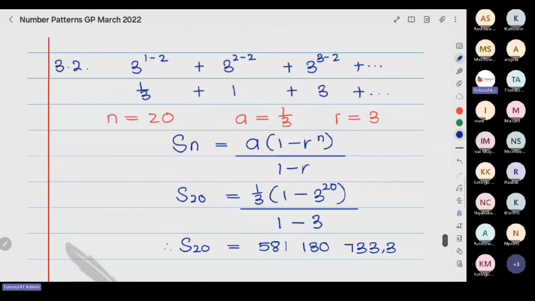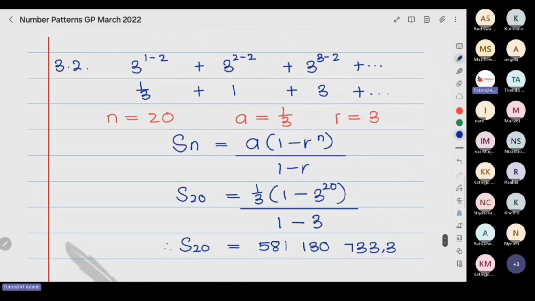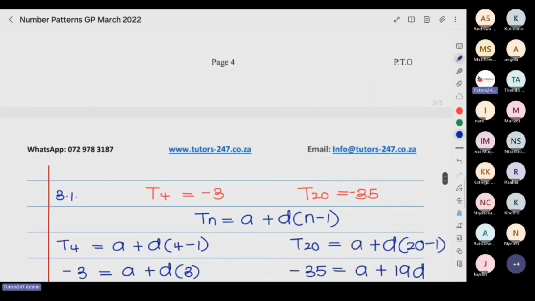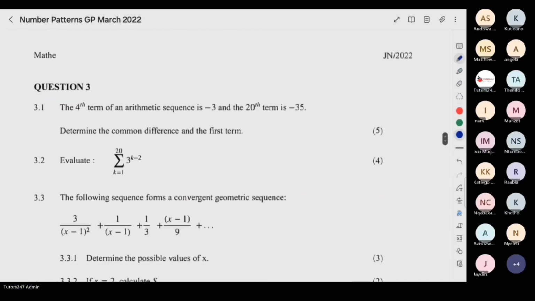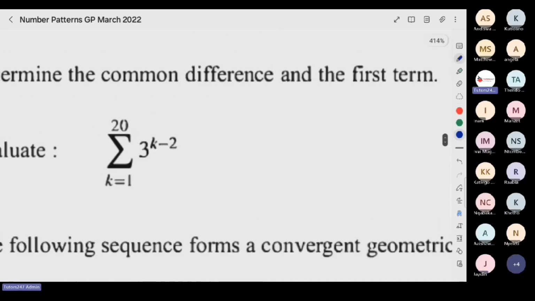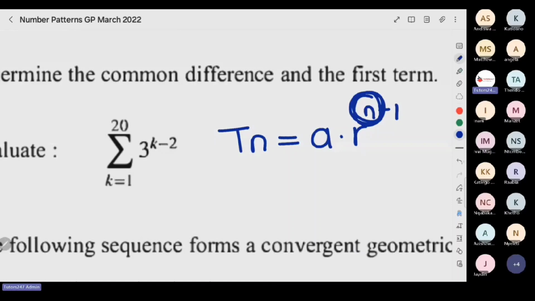So before we continue, does anyone have a question, something they do not understand, or something that we need to repeat regarding question 3.2? So how do we know if it's geometric or arithmetic? By the general term. So if we go to this question over here, 3.2, do you see that your variable, that k, is an exponent? That should remind you of the general term of a geometric sequence. Do you see that the variable is your exponent?